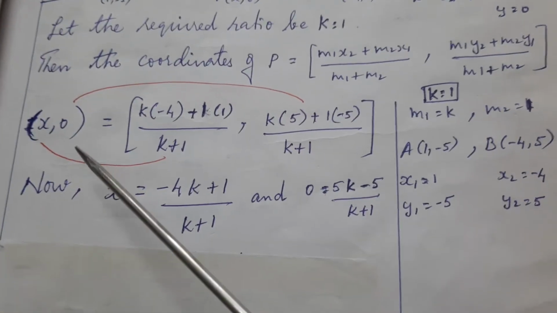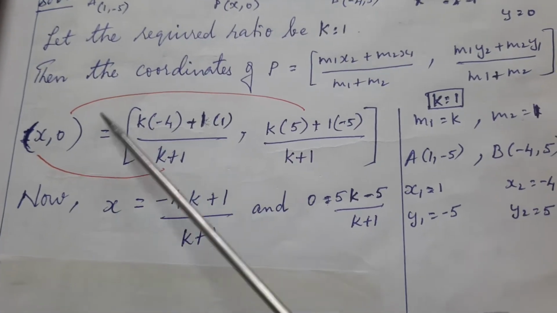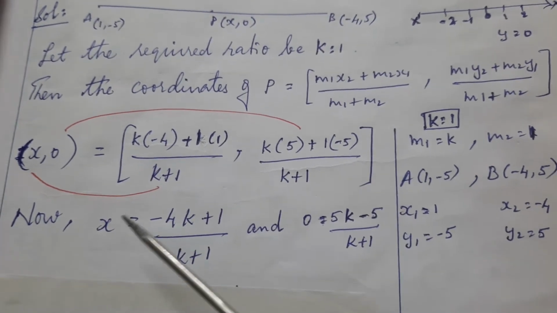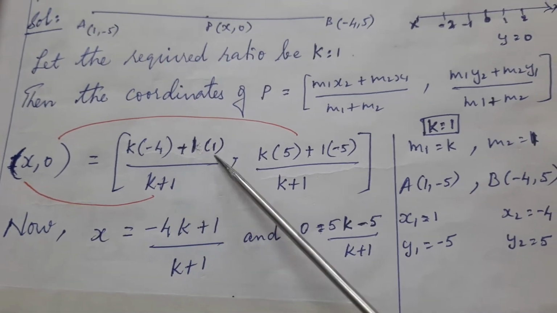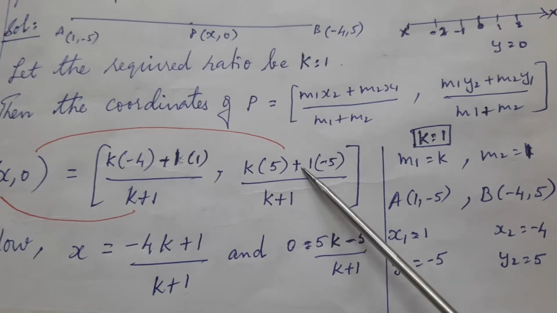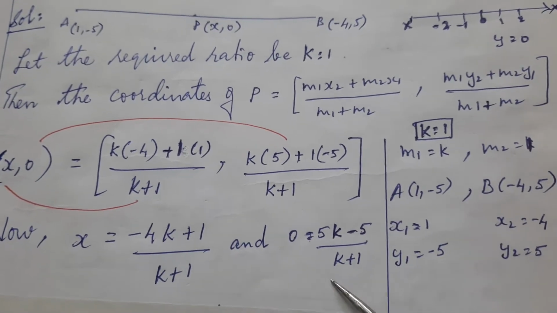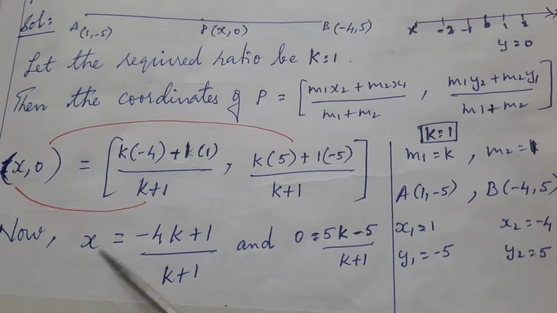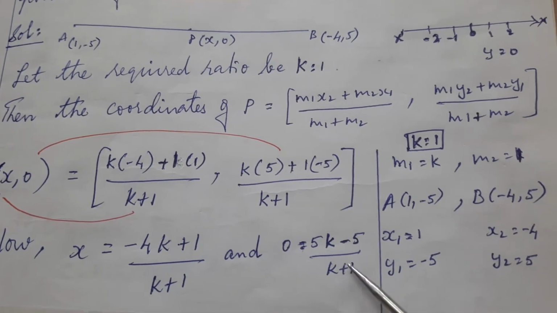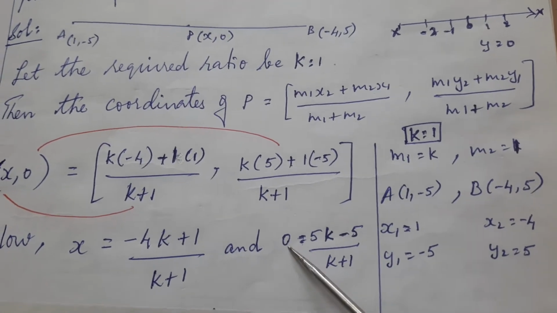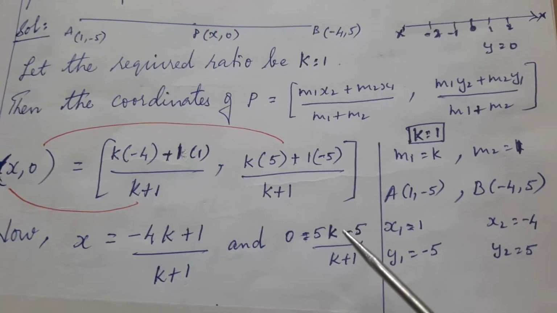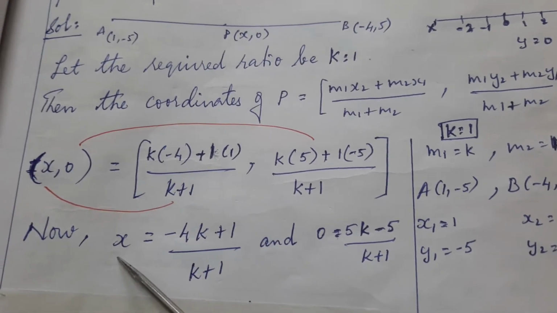As we did before, we have to equate x with x and y with y. So we get x is equal to (-4k plus 1) by (k plus 1), and 0 is equal to (5k minus 5) by (k plus 1). Now here we don't know the value of x, so if we do this first, we cannot find it. So first let us take this one, so that since it is equal to 0, we can find the value of k. Then we can substitute the value of k in this and find the value of x.